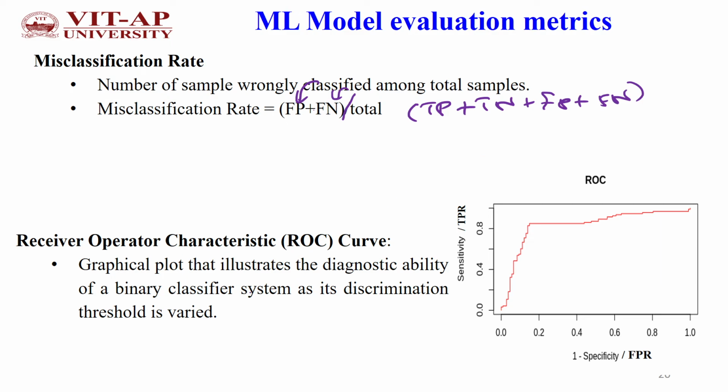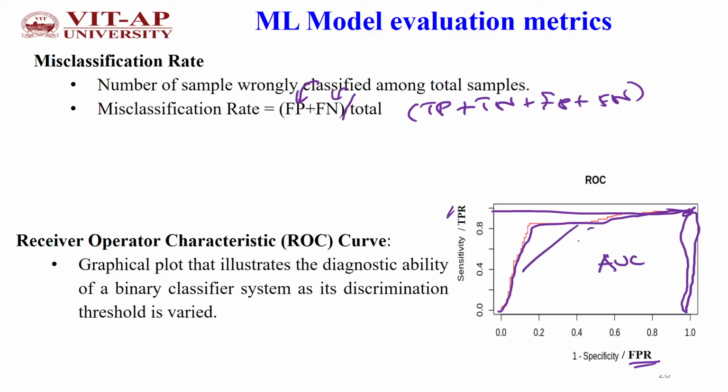Then there is another metric, area under the curve. You look at this, this is called the ROC curve, receiver operator characteristics curve. When you are adjusting the false positive rate and true positive rate, if the curve gets close to the top, with the true positive rate close to 1, then your model is performing well.